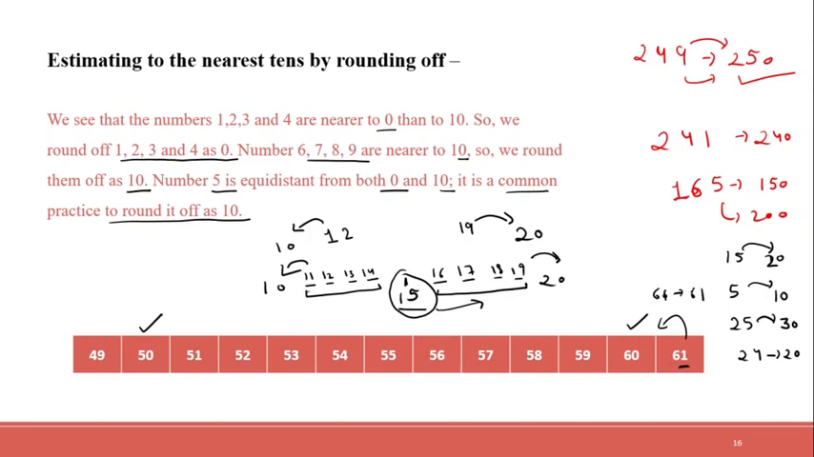61 will be rounded off to 60. Similarly, 58 will also round off to 60. 52 rounds off to 50. 49 rounds off to 50.